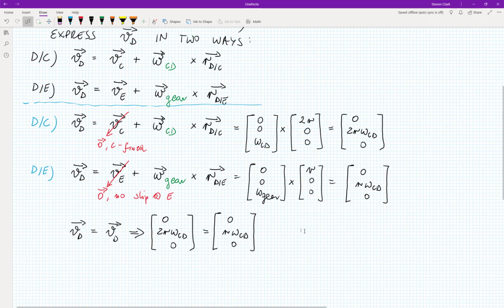Okay, so we ended up with 3 equations, yes? 2 out of them are trivial. 0 is equal to 0. And the only interesting thing is happening in the y component. So in here we can see that 2r omega CD is equal to r omega gear, yes? I made a mistake. Yeah, sorry, this subscript should be gear. Sorry for that.